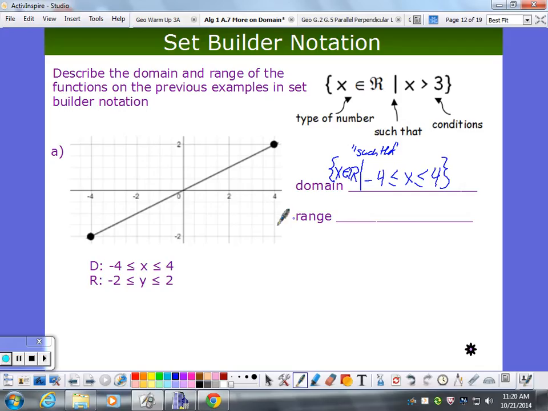Okay, the range on this, you told me it was between -2 and 2, including those values, right? So how do I make it set builder notation? You add your curly bracket, and you say, now I'm working with this variable y. What kind of number is y? Y is a real number, such that it is between and includes -2 and 2. That's all you have to do to make set builder notation.